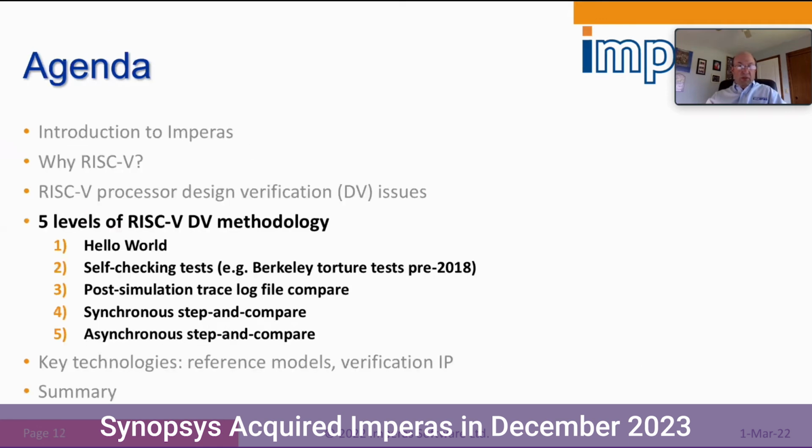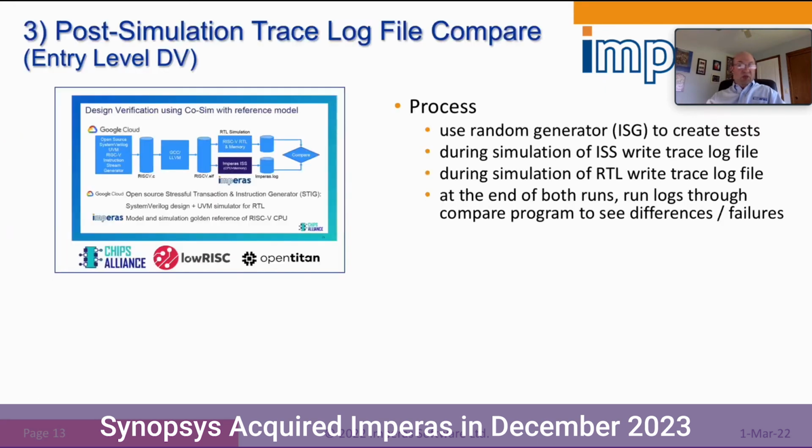Okay, sorry, moving on. Let's talk about the 5 levels. Kevin talked about this briefly, but I just want to go into a couple of these. The first is the 3rd level, the post-simulation trace log file compare. We think of this really as entry-level DV. Yes, there's Hello World and some self-tests that are available here, but really the trace log file compare is the base minimum that someone would use for a DV of a RISC-V processor.